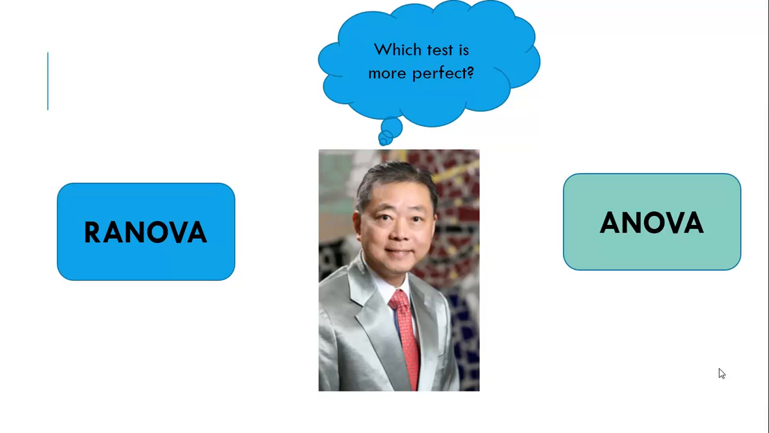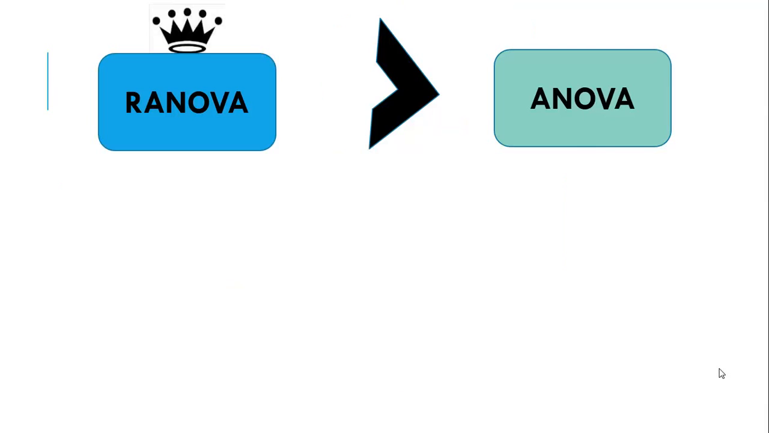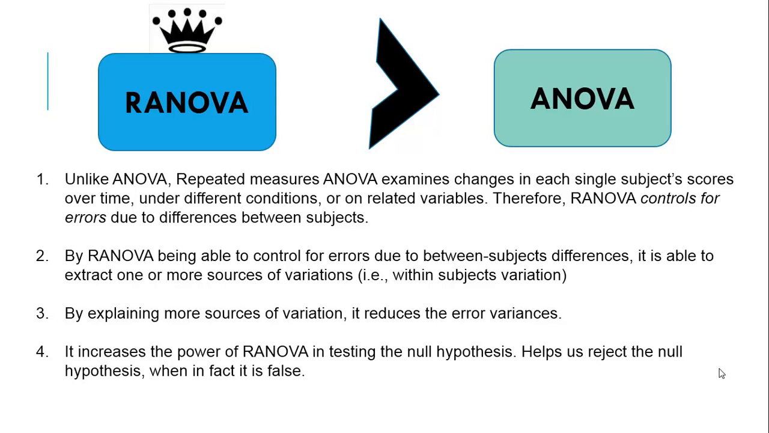Dr. Leung here is wondering which test is more perfect, the repeated measures ANOVA or the ANOVA. I have done some research and found that the repeated measures ANOVA is the king, and it beats ANOVA. These are the advantages that repeated measures ANOVA has over ANOVA.